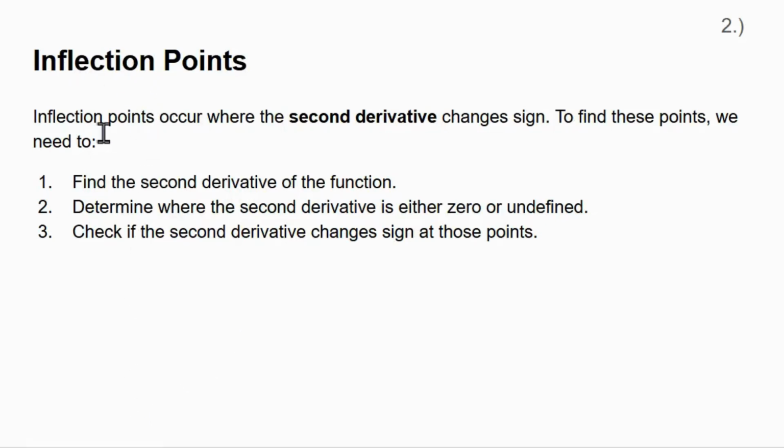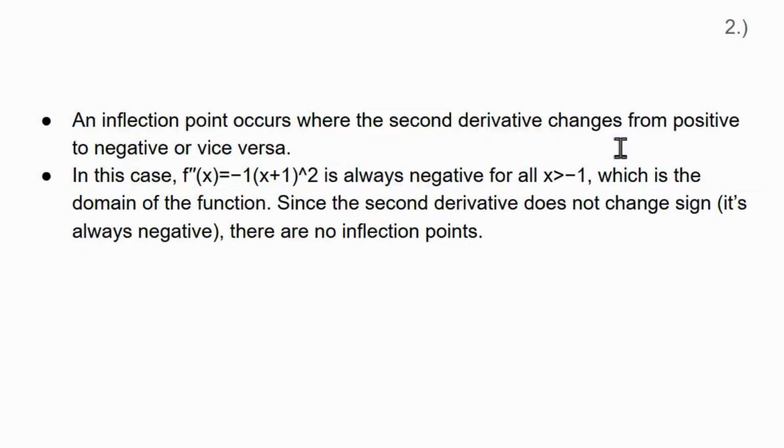Find inflection points. We need to find the second derivative of the function, determine where the second derivative is either 0 or undefined, and check if the second derivative changes sign at those points. It occurs where the second derivative changes from positive to negative or vice versa. We can test this by setting the second derivative equal to 0. However, in this case, the second derivative is always negative for all values greater than negative 1, which is the domain of the function. Since the second derivative does not change signs, it's always negative, there are no inflection points.